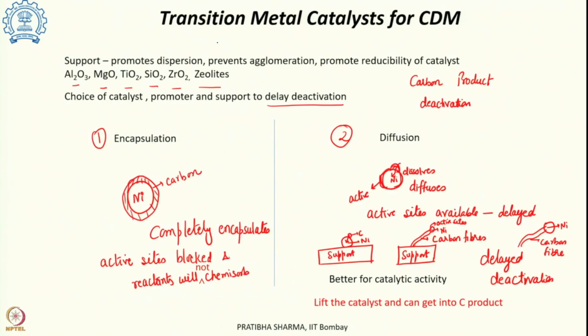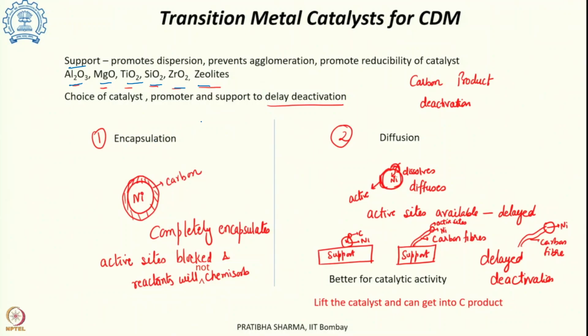Next, for the transition metal catalyst during methane decomposition, the supports are Al2O3, MgO, TiO2, SiO2, ZrO2, zeolite. These are very promising support materials, generally used in the methane decomposition process. And the promoter also has a significant role in the decomposition reactions for generating hydrogen.